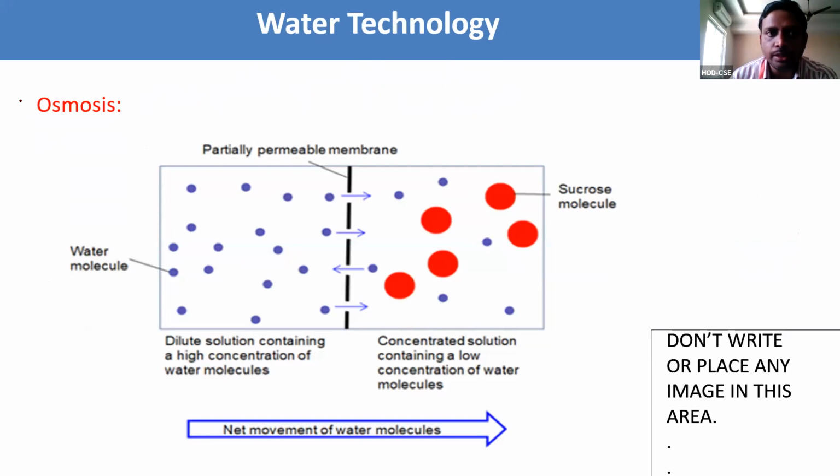Here this is the osmosis method, but we are using it in a reverse way. See, this is a membrane. Here the dilute solution is present, having a high concentration of water molecules. The concentrated solution contains a low concentration of water molecules.